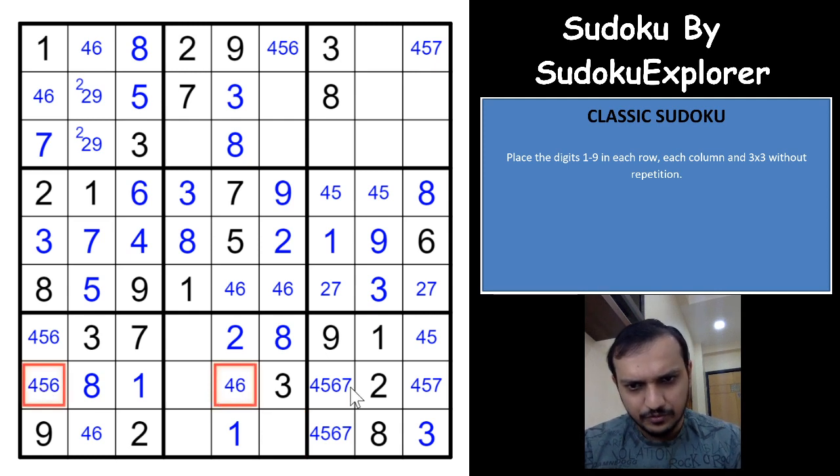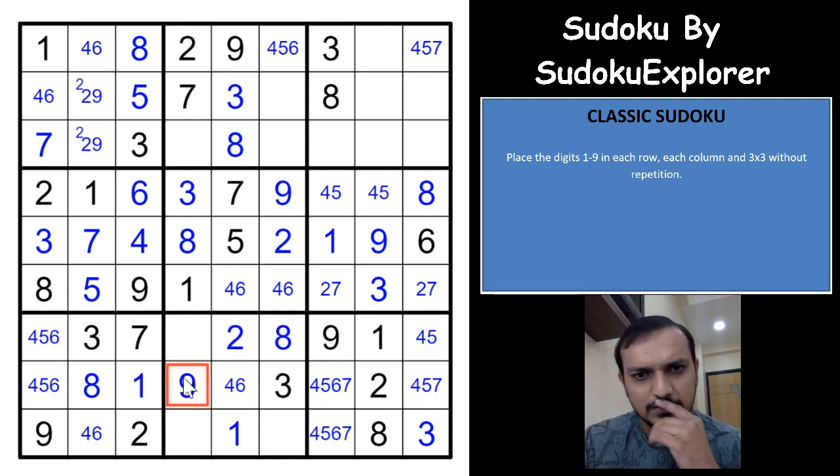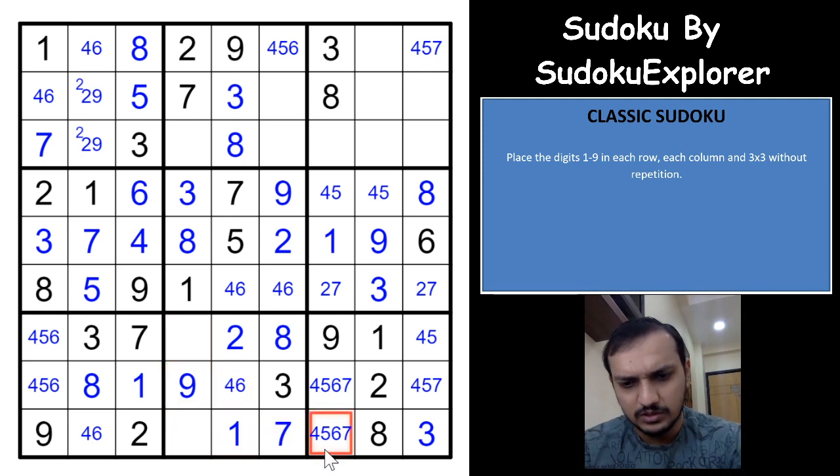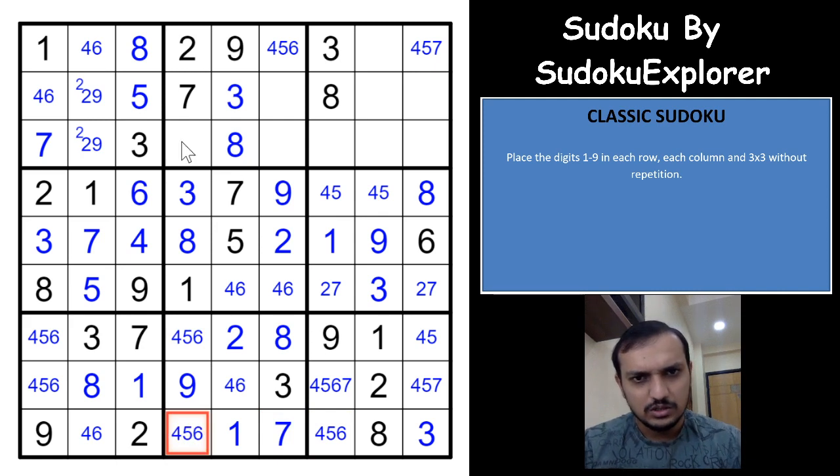You have a 4, 5, 6, 7 quadruplet here. So this cell would have to be a 9. That's nice. A 7 cannot be here. 7 cannot be here. So this cell would have to be 7. That eliminates 7 from this cell. And this is 4, 5, 6 and 4, 5, 6. Okay. This is also 4, 5 and 6.